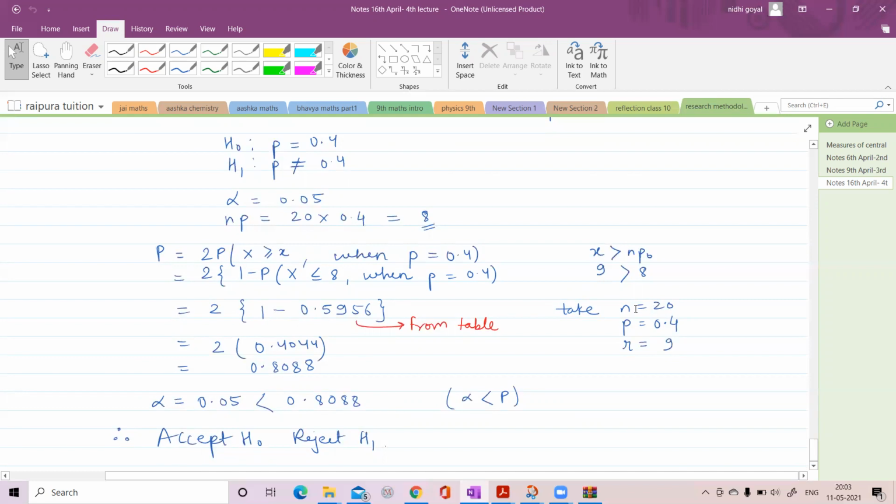So here we have to look for n equals 20, p equals 0.4, and the corresponding value of r to be 9. So the value will be this from the table. And after calculating this, we can see that alpha is less than 0.8088. So we will accept H0 and reject H1.